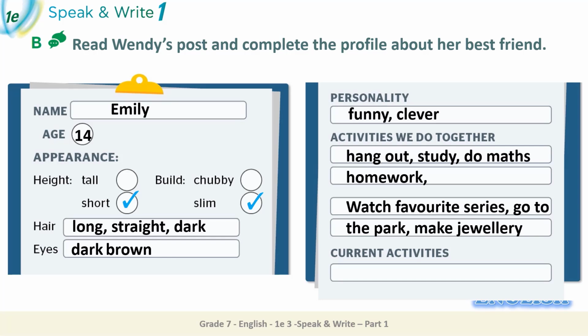Now, how about the current activities? What are they doing now? That's correct. They are making friendship bracelets. That's perfect.